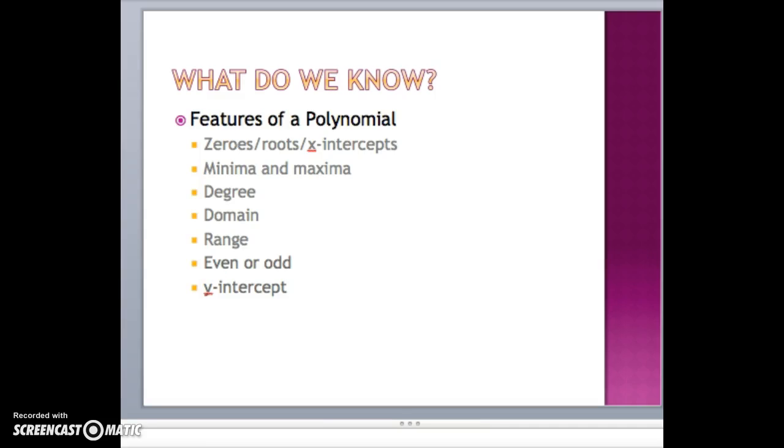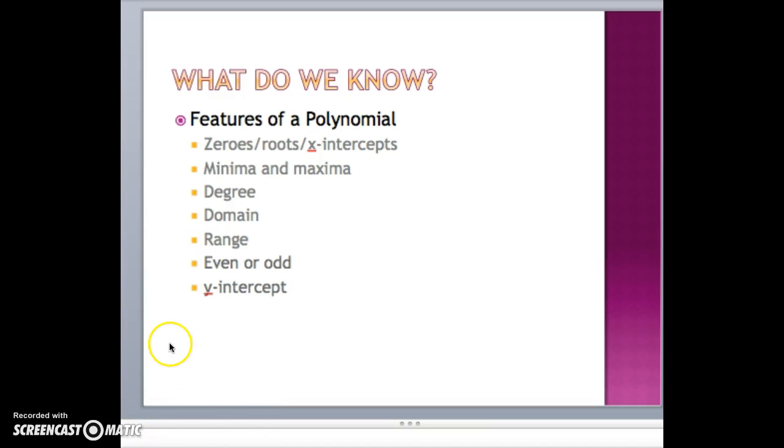So, what do we know? As a class, we've gone over zeros and roots, x-intercepts. Those are where they cross the x-axis. Minima and maxima, the high and low points of our graph, our valleys and our hills. The degree, the highest exponent from our equation. Domain, all the possible x values for our graph. Our range, all the possible y values for our graph. If our function is even or odd, based on its degree. And also its y-intercept, where it crosses the y-axis.